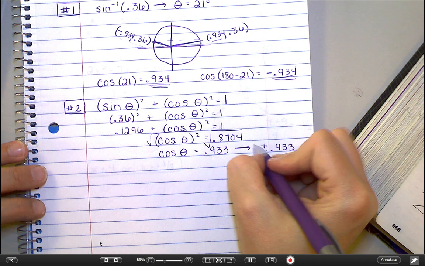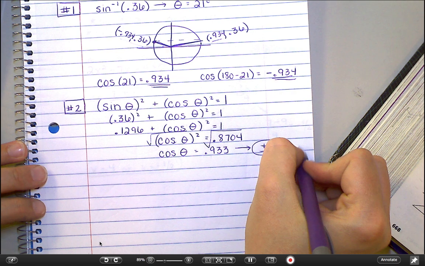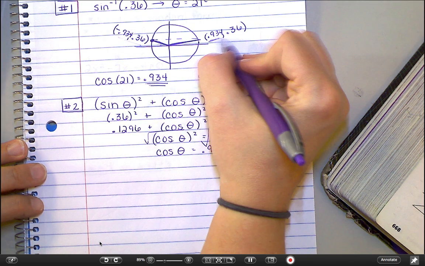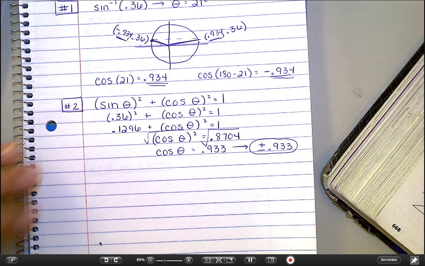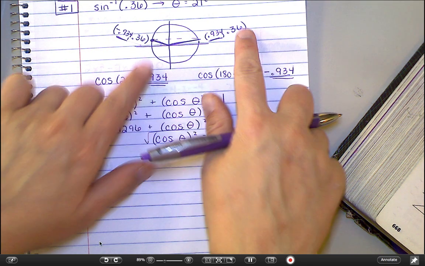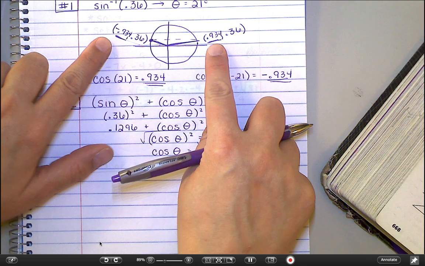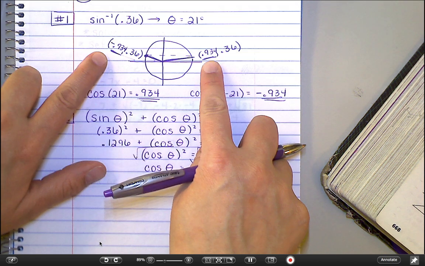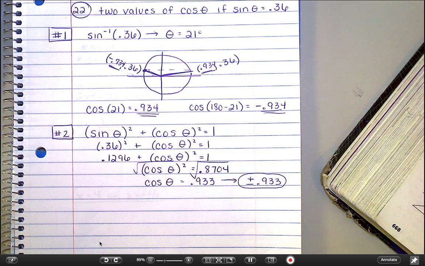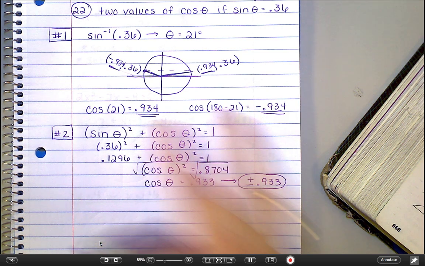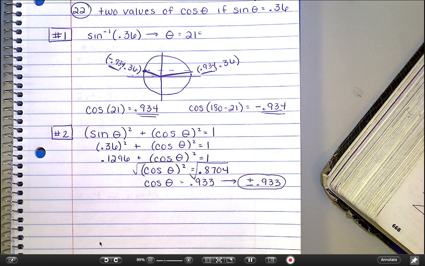Right? When you take a square root, you should get a positive and a negative answer, and that comes from the fact that you could be at either one of those angles and have that sine of 0.36, and the cosines would just be plus and minus of each other. So our two values of cosine are just the positive and negative versions of this number. And I don't care how you get there. It doesn't matter. But you should be able to use one of those methods and problem solve your way to find the cosines.